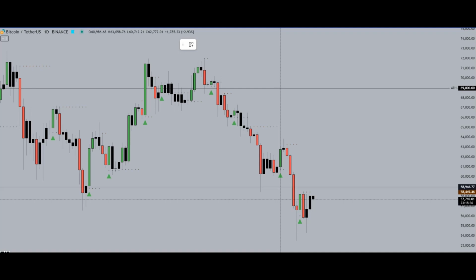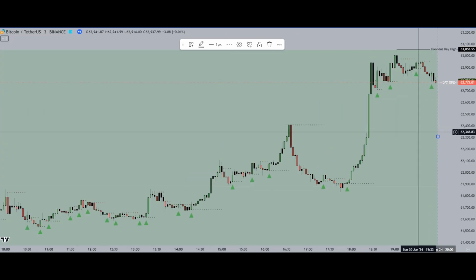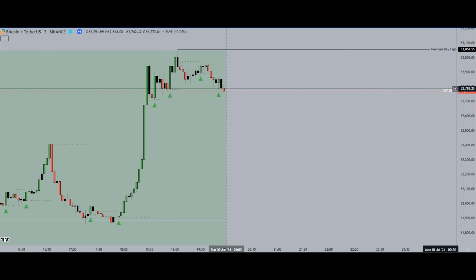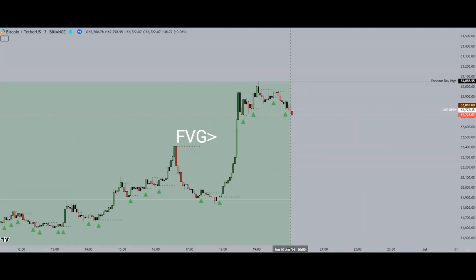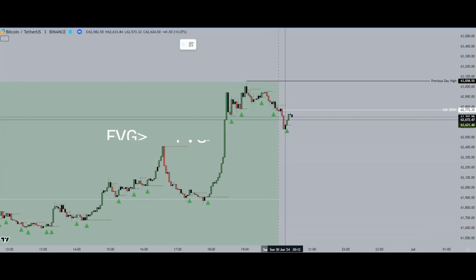Then mark the close or open of the daily candle and drop into the 3 minutes chart. Over here, we just wait for price to drop below the open and then we wait for the buy signal. In this case, the 50% is too far. We can go around this fair value gap to continue the impulse. Trade over here and let's see what happened.